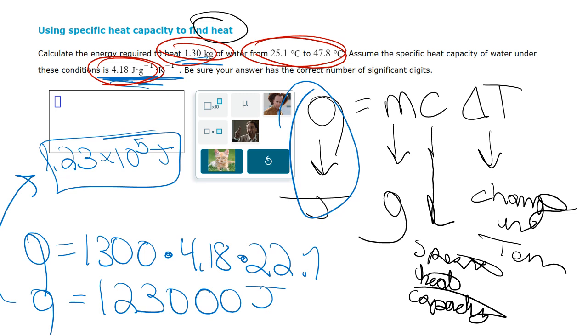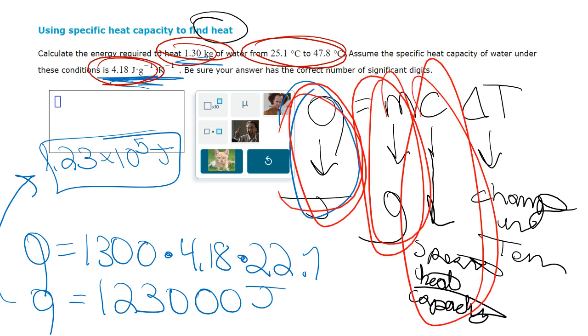And just remember, Q is joules, M is grams, specific heat is a weird one essentially, but you don't have to memorize those units. And change in T, either Celsius or Kelvin.